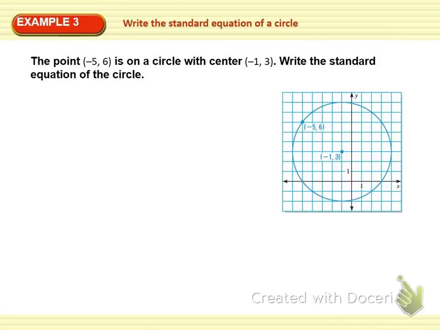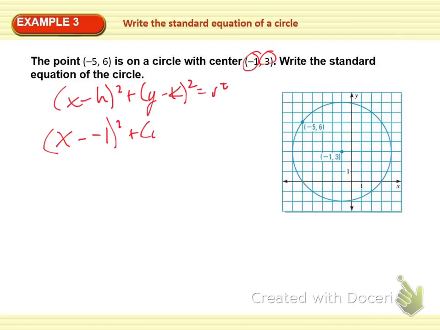Okay? Now, if we want to write the equation of a circle, well, we're still going to use the same idea, right? Where we go (x minus h) squared plus (y minus k) squared equals the radius squared. Okay? So the center is at negative 1, 3. So at negative 1, we go x minus a negative 1 plus y minus 3, and then we can go x plus 1 plus y minus 3, and we need the radius, right?